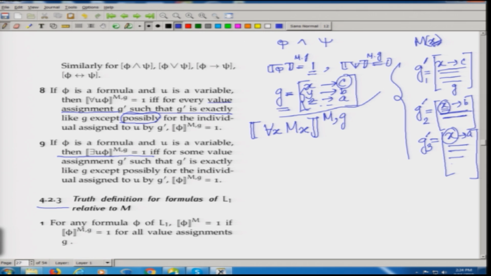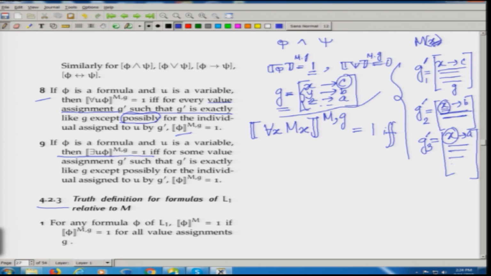Remember, this is our initial g. We are not changing our reference point. The initial g is a reference point. Now, it is 1. We are following this rule, that is 8. It is 1 if and only if for every value assignment g prime, such that g prime is exactly like g except possibly for the individual assigned to u by g prime, phi, that is the denotation of phi with respect to m and g prime is 1.